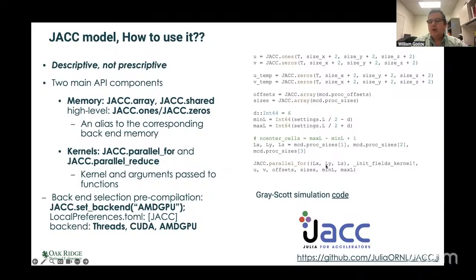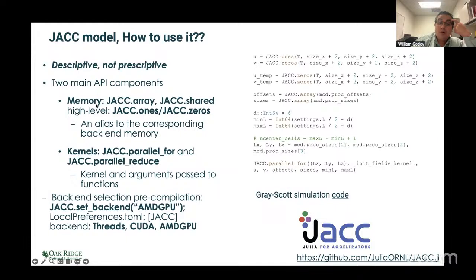It's because JACC is metaprogramming. So at this point, we haven't concretized. It's the first time we compile, with just-in-time compilation, that a JACC array or a parallel_for is going to morph into the backend, right? So JACC is going to go into CUDA, or JACC is going to go into the AMD GPU package if you selected that backend.